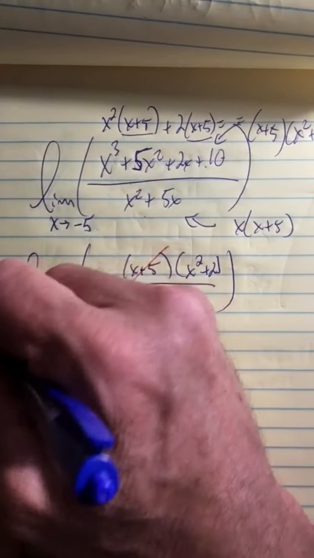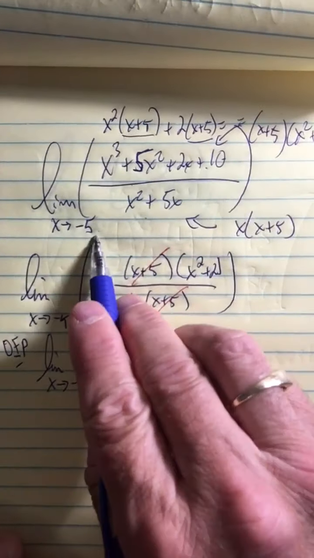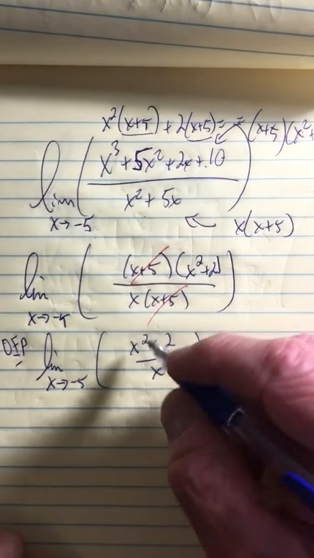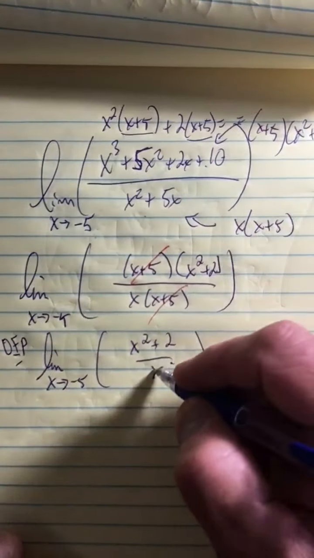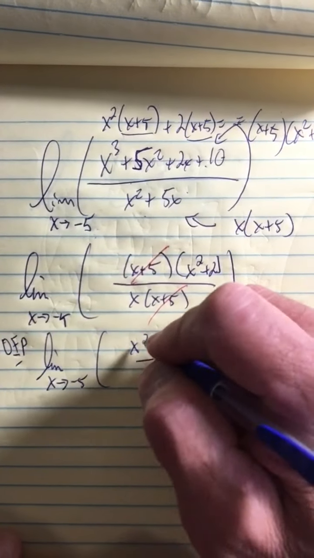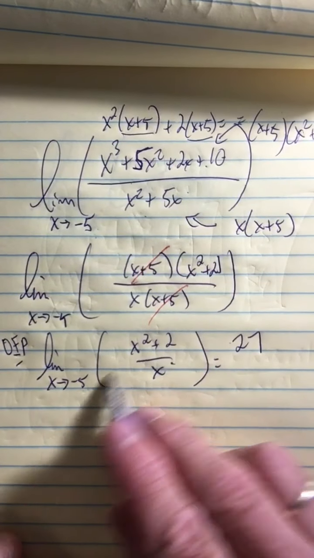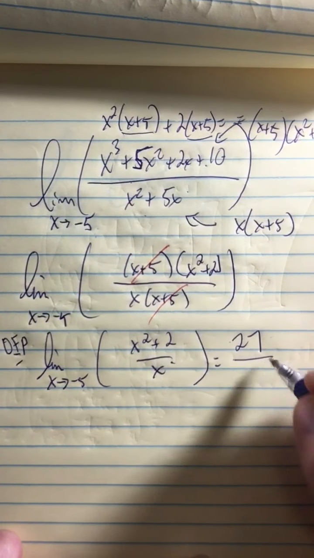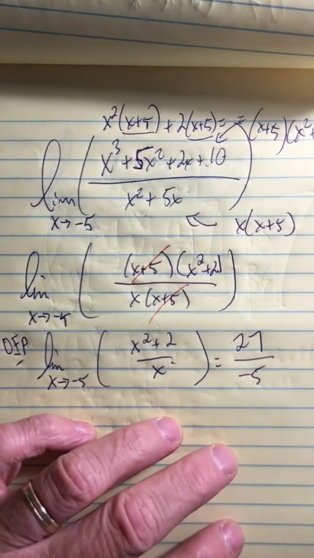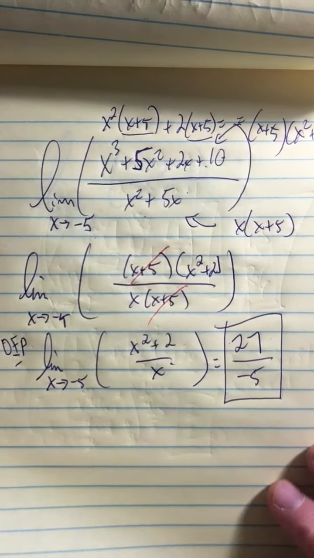Well, our favorite property says that if two functions are equivalent everywhere but at the x value we're going to, then you can just evaluate this limit in place of that limit. They're the same limit. So I put in my -5 and square it, and I get 25 plus 2 is 27. -5 squared is 25 plus 2 is 27 over -5. So, you know, whatever that is. What is that? Negative 5 2/5?